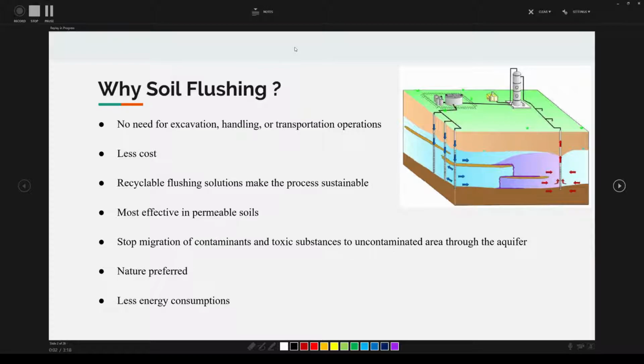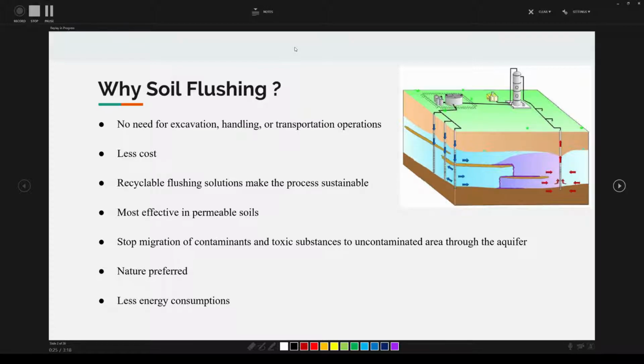And now we get into the soil flushing. The right side is the picture showing the simple mechanism about the soil flushing and a little bit of information about its field implementation. I will talk briefly about it, but more detailed things will be illustrated in the second part.